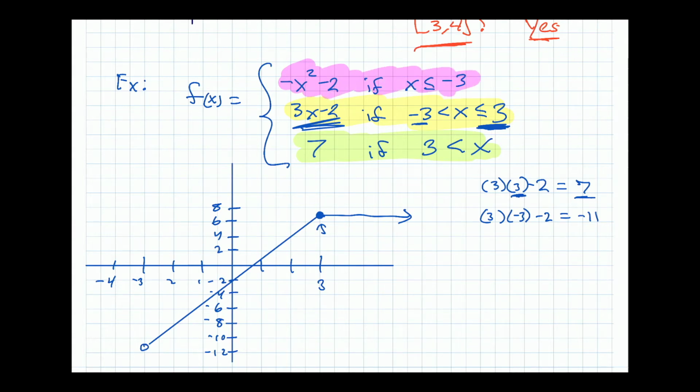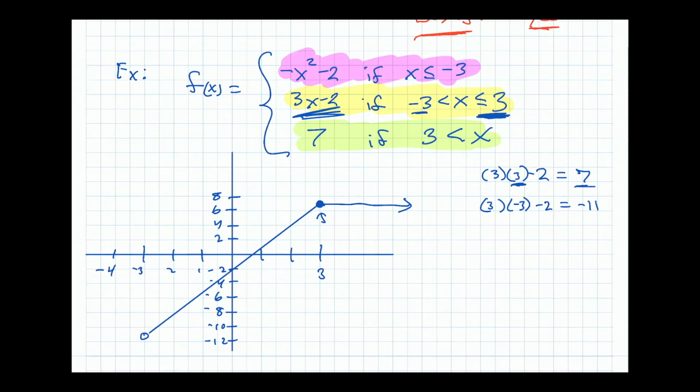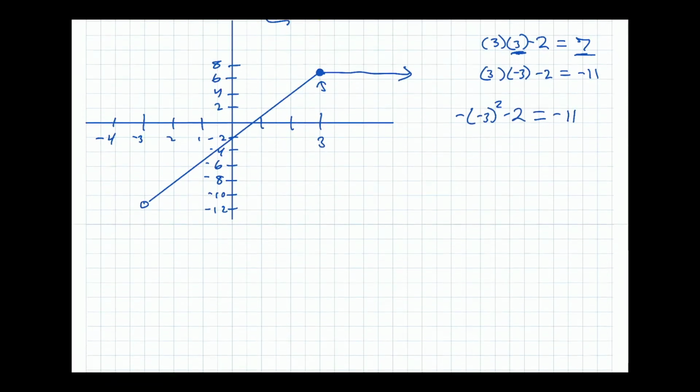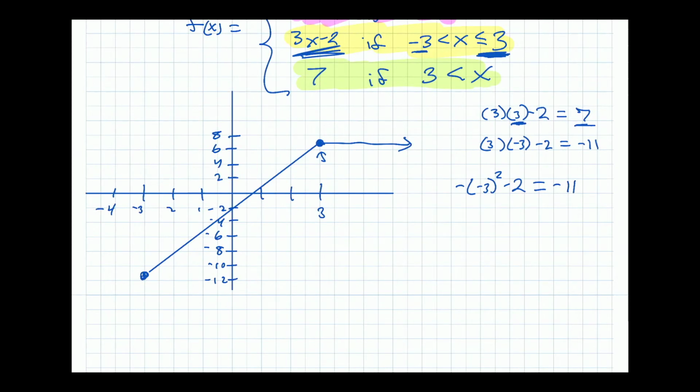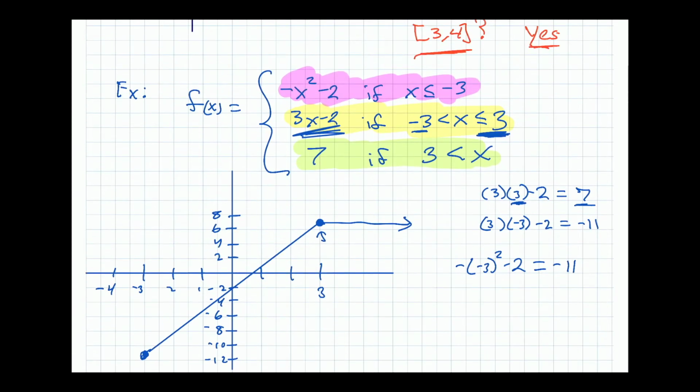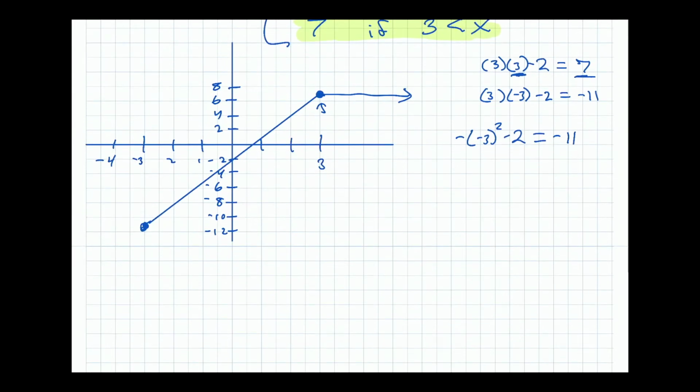Plot this one. Again, you can plug in, what do we have to plug in there? A -3. So if you put a -3 in there, you're going to get -3 squared minus 2, which is -3 squared is 9, minus 9 minus 2. That's -11 again. So it actually goes through this point here. And what kind of graph is it? So it looks like it's a parabola that opens down.